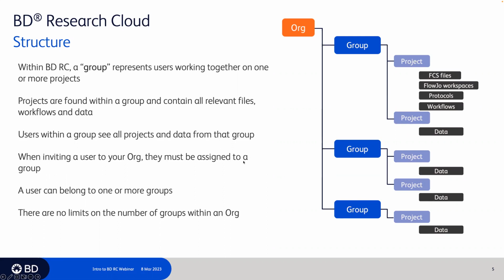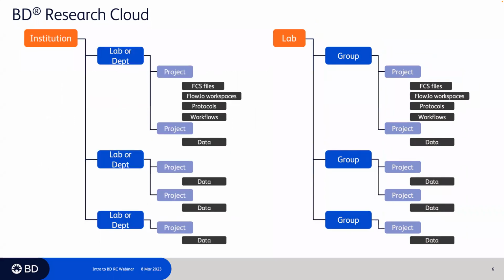When inviting a user to your organization, they must be assigned to a group. A user can belong to one or more groups. So, you know, you can have access to everything or limit access to certain things. And there are no limits on the number of groups within an organization. So that's one layer to protect your data and determine who has access to what. So that said, with that given structure, you can decide how to organize your BD Research Cloud. If your institution signs up for BD Research Cloud, then every group would represent a lab or department, and everyone within that lab or department would have access to all your projects.